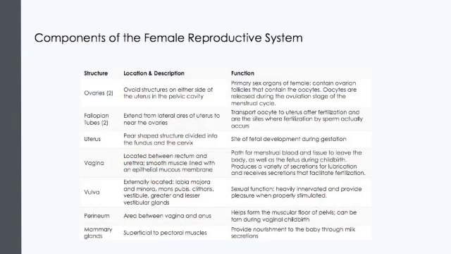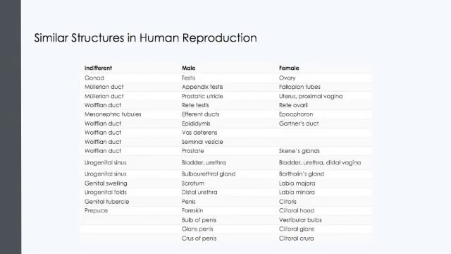And in this slide, we see a table outlining the components of the female reproductive system. Please spend a little bit of your own time reviewing this table. And in this table, we compare and contrast similar structures in the human reproductive organs.